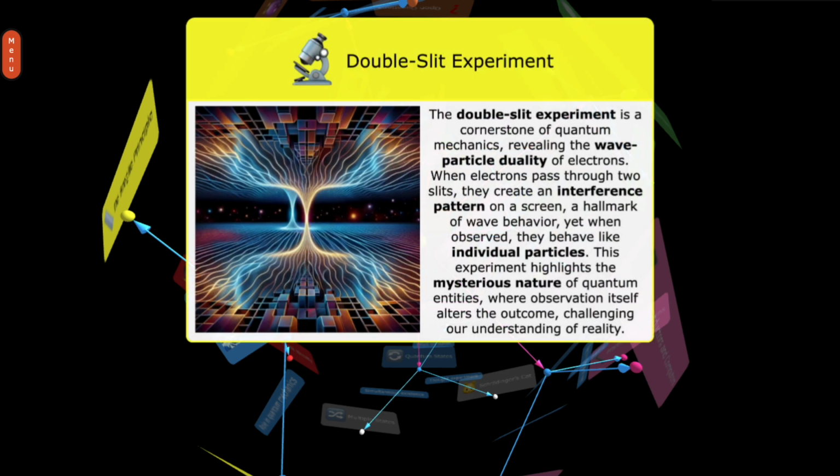The double-slit experiment is a cornerstone of quantum mechanics, revealing the wave-particle duality of electrons. When electrons pass through two slits, they create an interference pattern on a screen, a hallmark of wave behavior, yet when observed, they behave like individual particles. This experiment highlights the mysterious nature of quantum entities, where observation itself alters the outcome, challenging our understanding of reality.